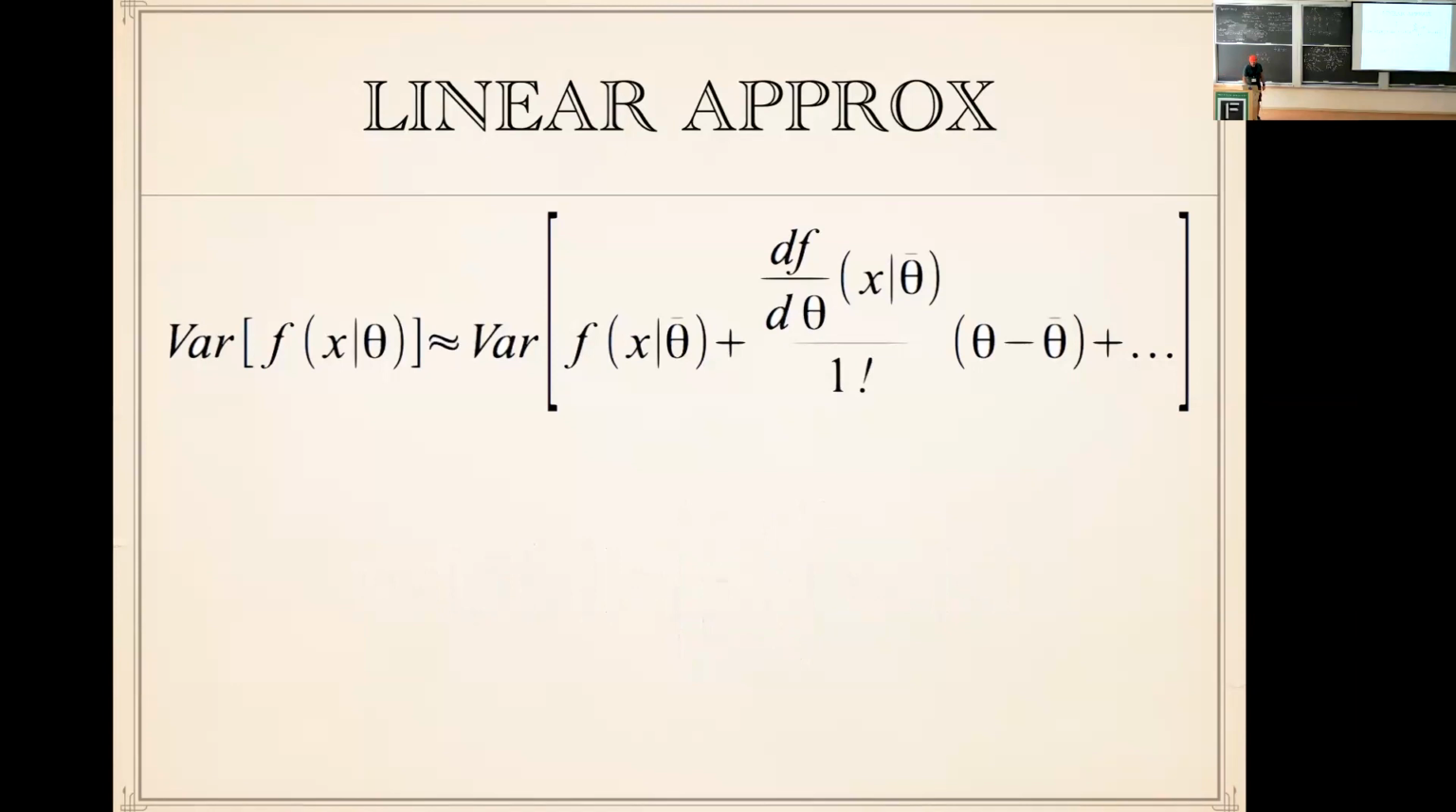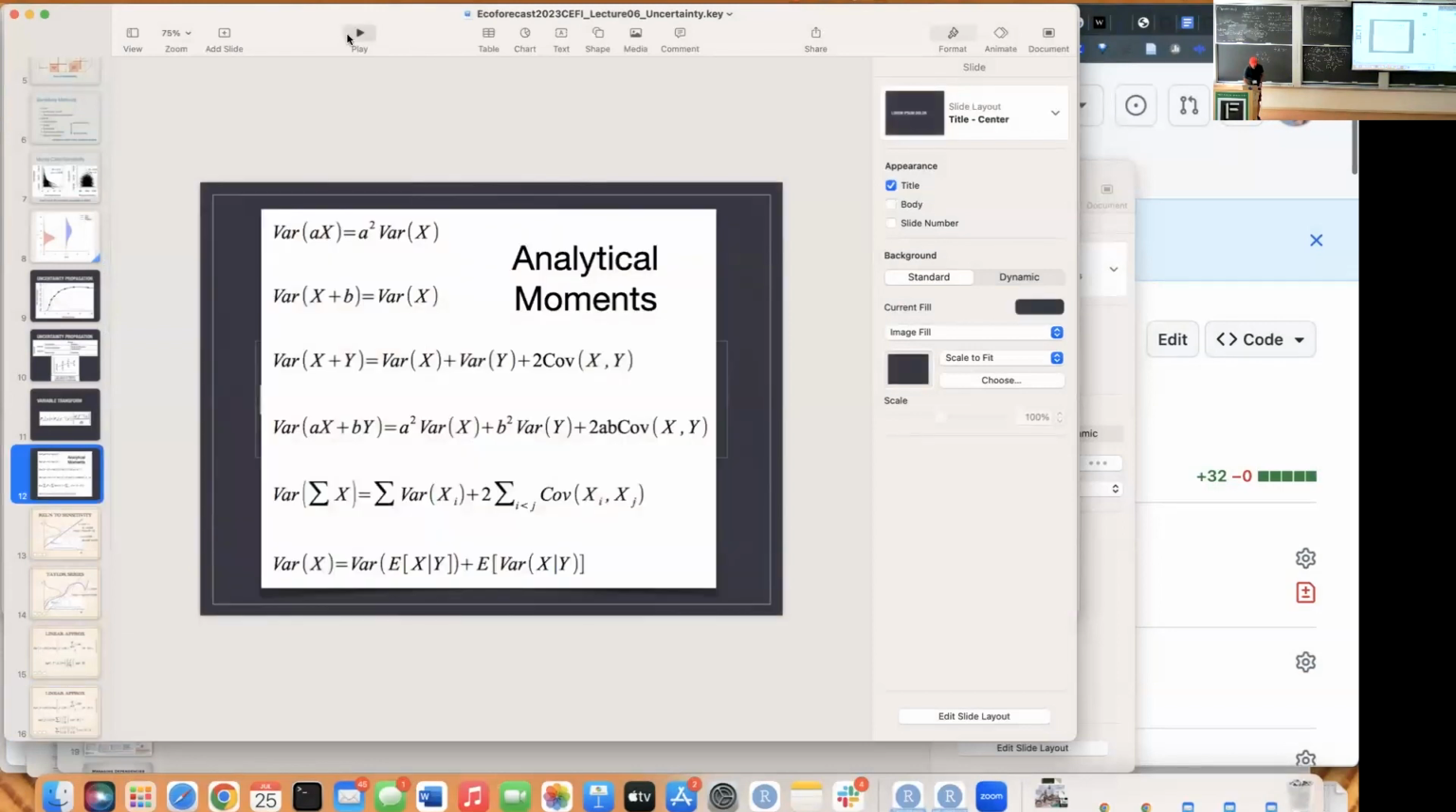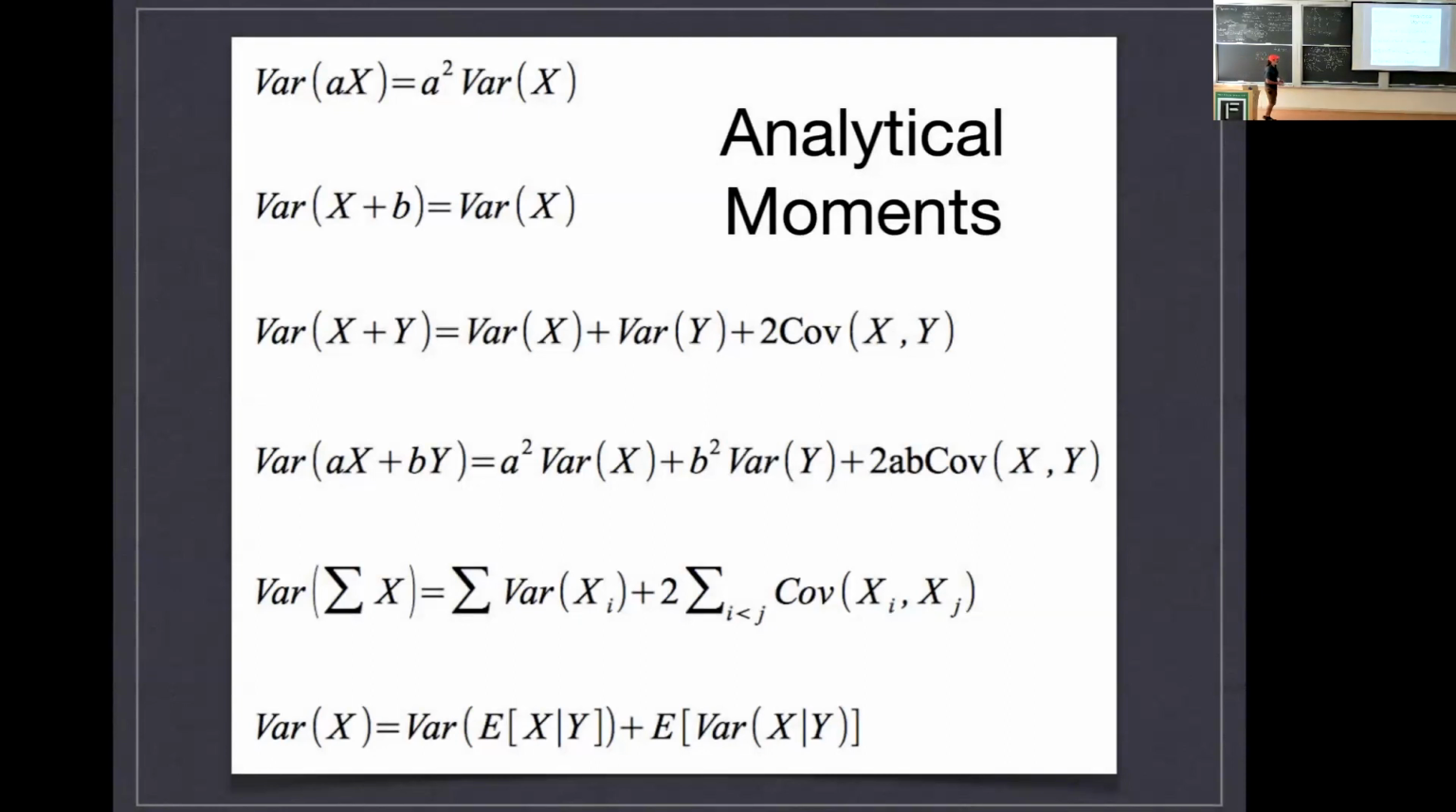Now, actually I'll jump back. One of the rules I glossed over that is actually kind of important here is the variances of combining random variables. So if I have two random variables, x and y, the variance of that is the variance of one, the variance of the other, and 2 times their covariance. And if I have constants, I have the constant squared times the variance of one, the constant squared times the variance of the other, and 2 times the product of those constants and the covariance.